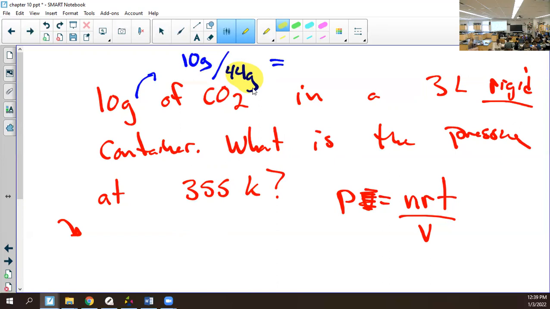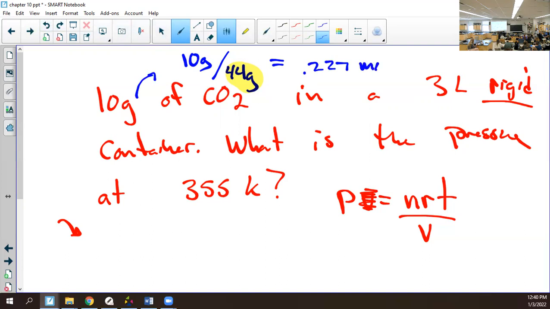Everyone know where 44 came from? Good. It was C, which is 12, plus 2 times 16. That was O. That's 32 plus 12, 44. Okay, 10 44ths is easy. That's 5/22, which is roughly 0.228. Oh boy, that's the highlighter tool. That looks hideous. Okay, so you said 0.228?